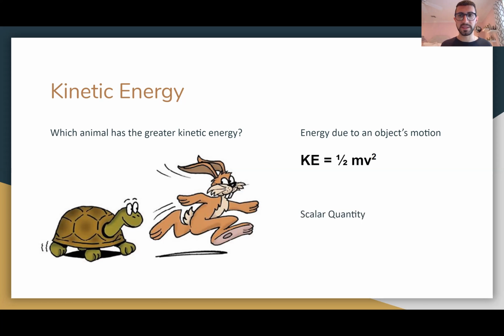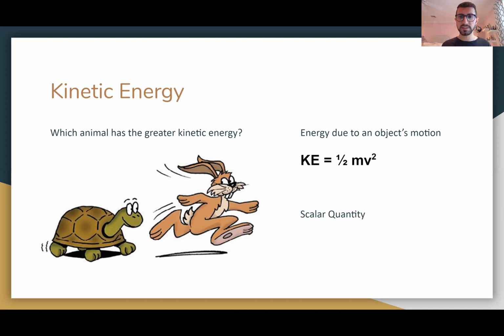Energy is also a scalar quantity. Energy does not have a direction. It does not make sense to say my kinetic energy going west or my kinetic energy going north, because it is just a number. And it is important to note that there is no such thing as negative kinetic energy.